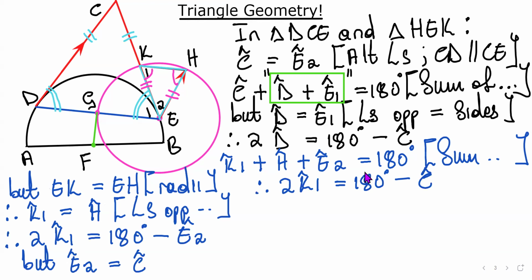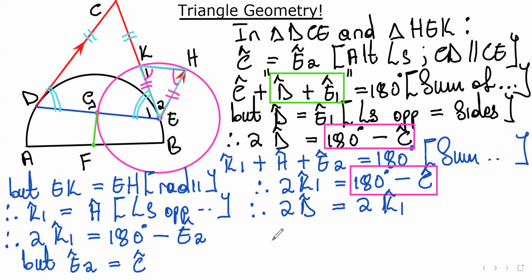What did I do here? I have now shown that 180 degrees minus C is equal to 180 degrees minus C. So the conclusion I can now draw is this means twice as much angle D is twice as much angle K1, which would further mean that angle D is equal to angle K1. Do you see that?